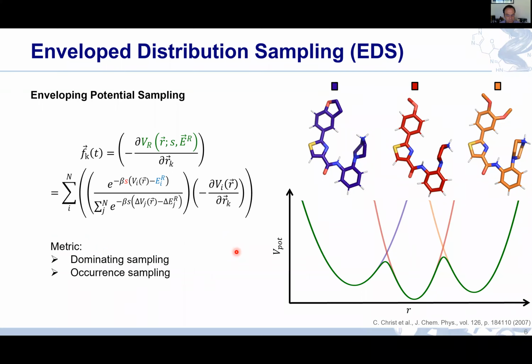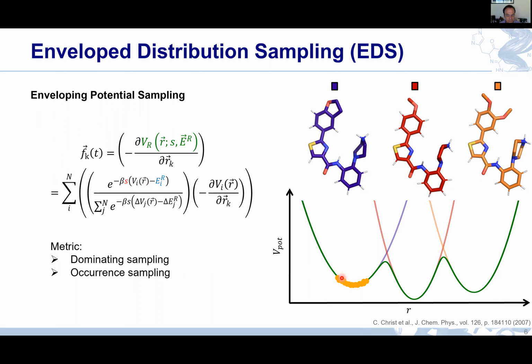If we want to sample this potential now, we scale the forces by the contribution of a state to the reference state. So if we would start here now with our simulation, the blue state is mainly contributing to the sampling of our system.